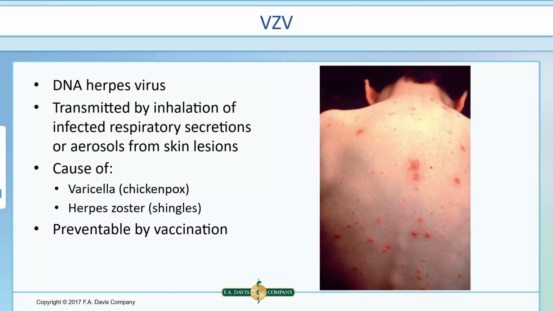VZV, varicella zoster virus. So varicella causes the chickenpox, and then if it stays in the body for a while, we call it the herpes zoster, which causes shingles. DNA herpes virus, transmitted by the inhalation of infected respiratory secretions or aerosols from skin lesions. It's preventable by vaccination.